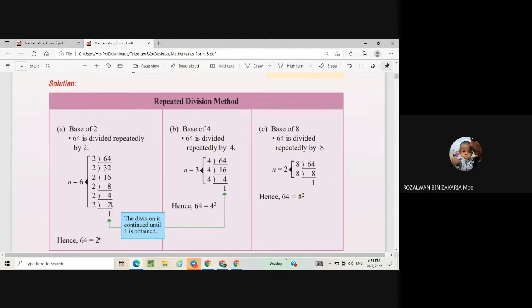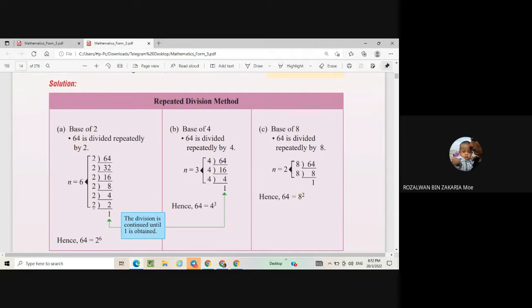Then 2 you divide with the 2, you will get equal to 1. And when you get the answer equal to 1, you stop here. Then how to write the answer? To write the answer, you calculate how many 2s there are here: 1, 2, 3, 4, 5, 6.